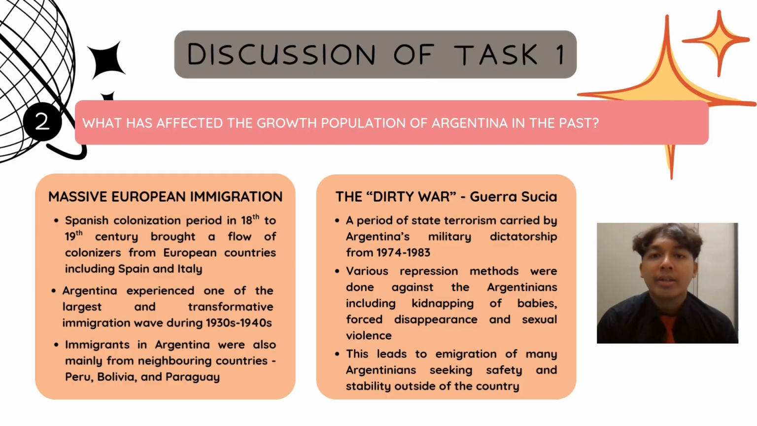On the other hand, the Dirty War, or Guerra Sucia, was a large contributor affecting the population rates. It was a period of state terrorism carried out by Argentina's military dictatorship, or Junta, from 1974 to 1983. Argentinians were repressed through the kidnapping of newborns, sexual violence, and forced disappearance, where people were taken by force from families to be executed. This led to the emigration of Argentinians to seek refuge in the neighboring countries.